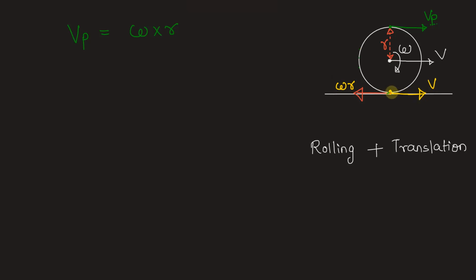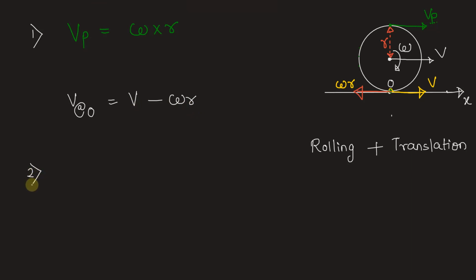So net velocity at the point of contact, if let's say this point of contact is O, we can write velocity at point O, that is the point of contact of the wheel, will be equal to v minus omega r. So if we consider O as the origin, x-axis is towards right side, v will be positive and omega r will be negative.